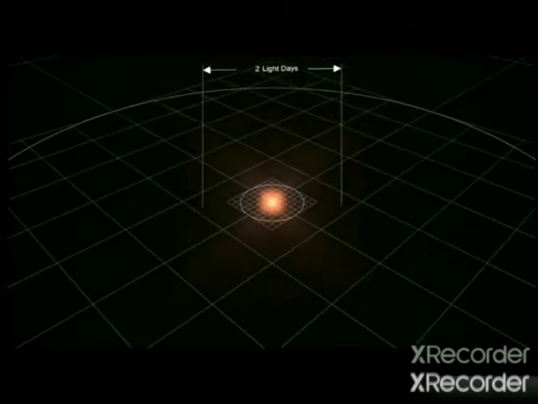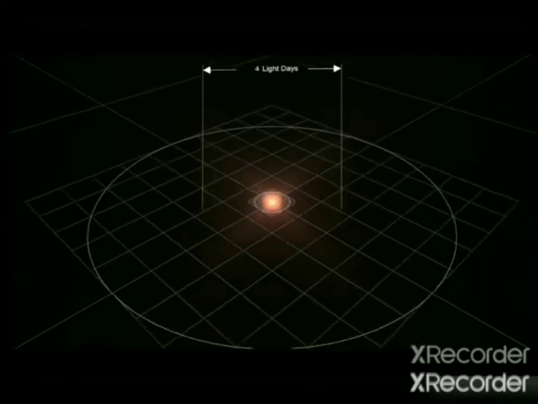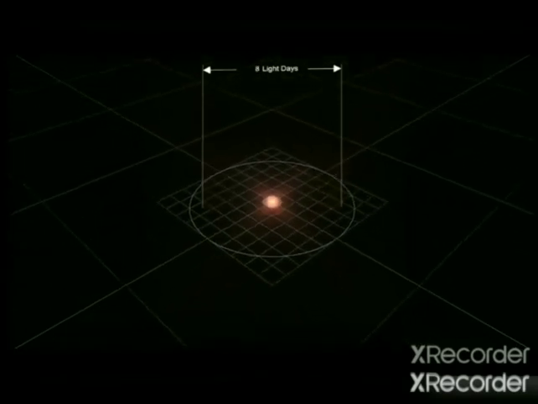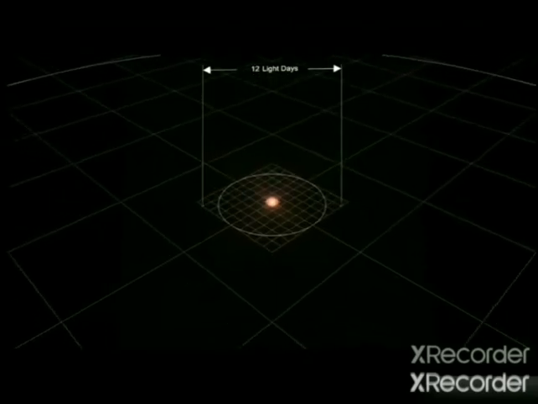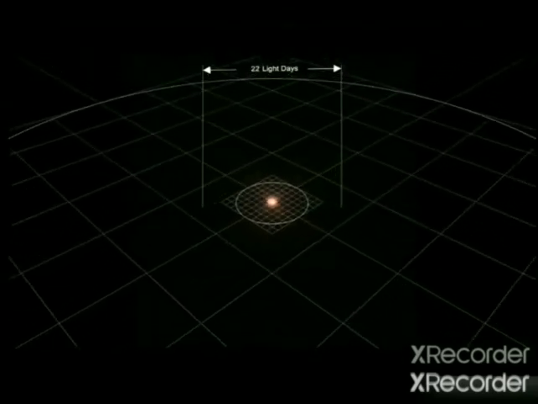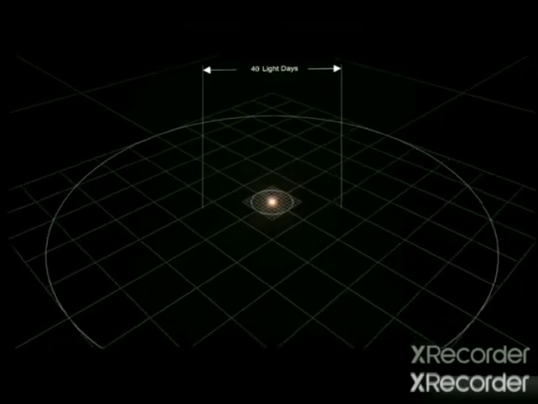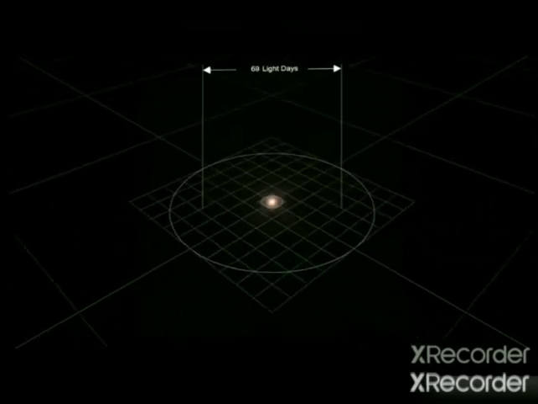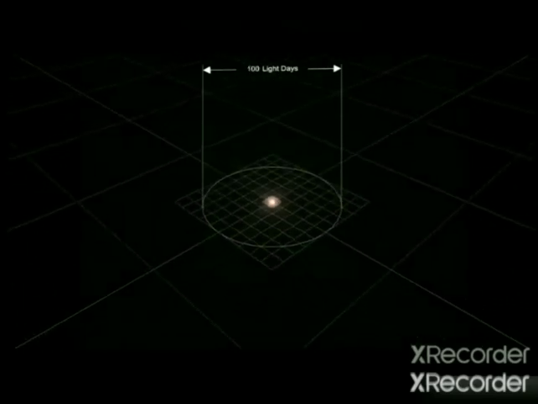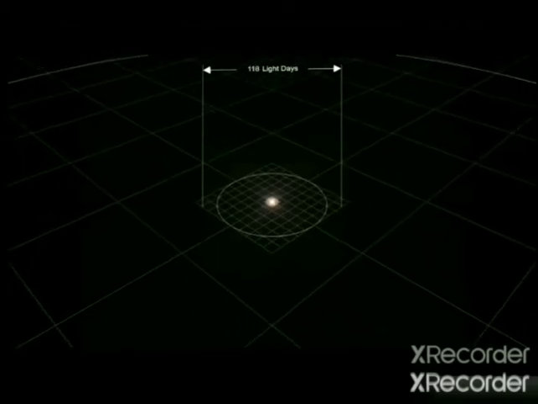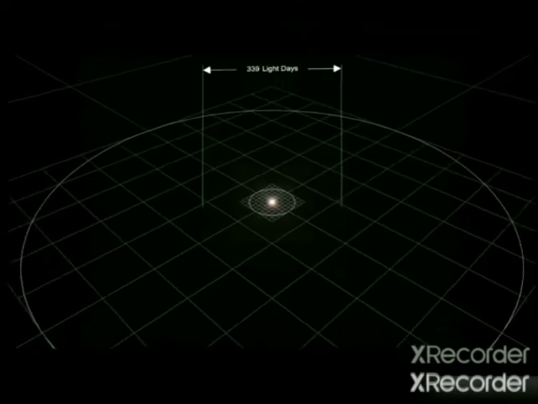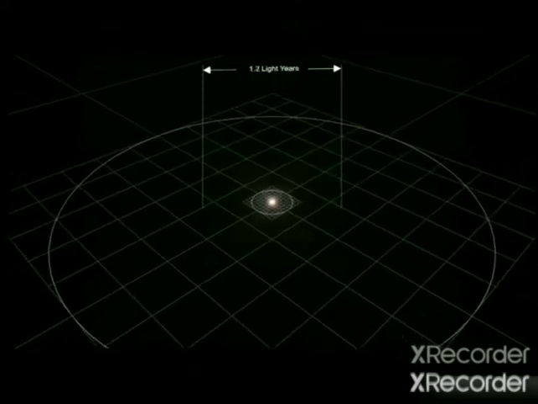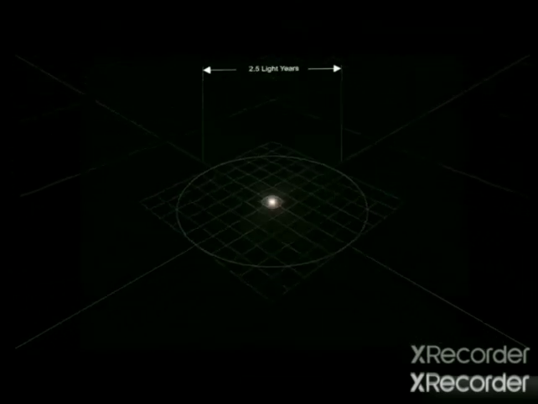As you can see here, the distance is increasing from 1 light day to 10 light days. Then slowly and gradually it will become 1 light year. So this is the unit which we actually use for measuring the distance between two stars or even two galaxies. Here you can see we have obtained a distance of 1 light year.